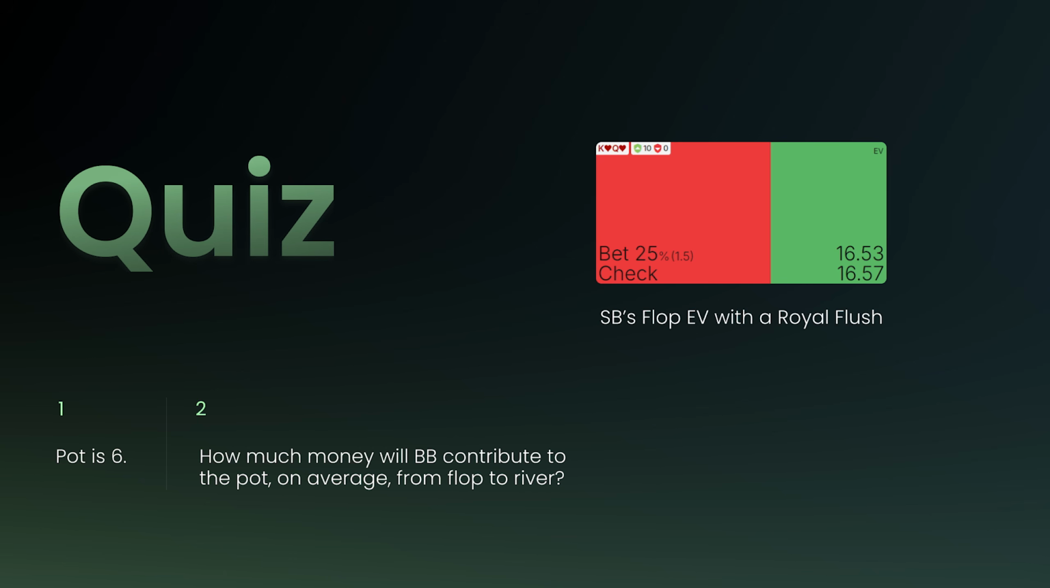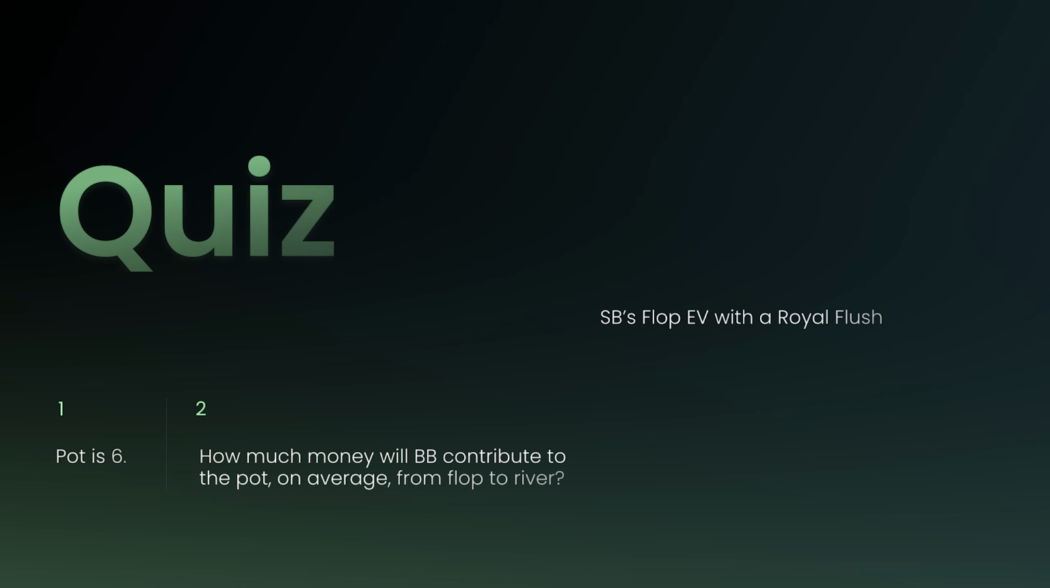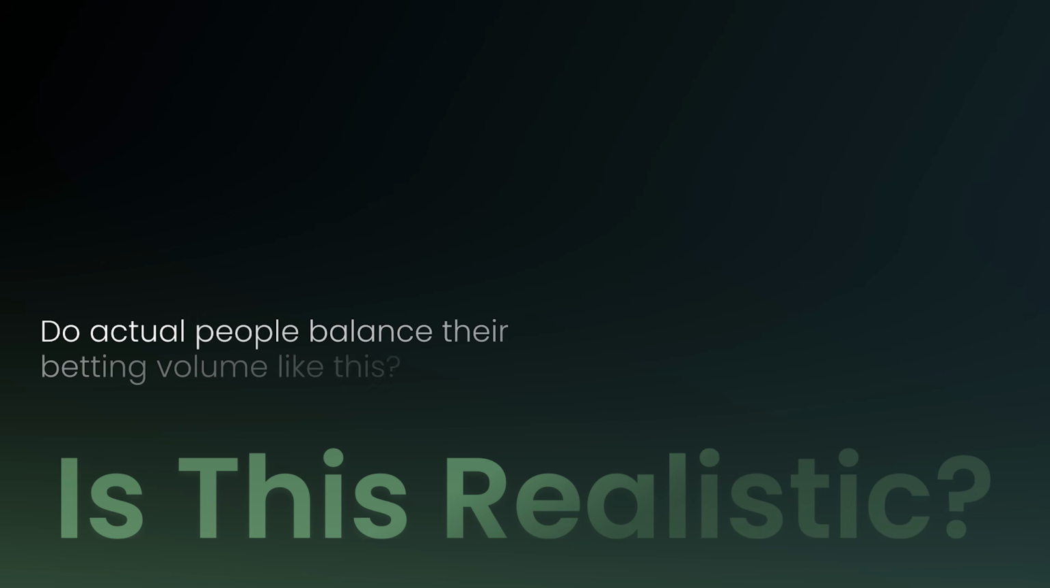But it's always mixing in GTO, which means that betting volume is one of the core things a GTO strategy tries to make indifferent in a lot of spots. Theory aside, all of this begs the question, is this realistic? Do actual people, do real players balance their betting volume this precisely?